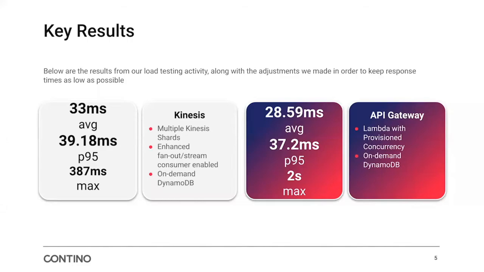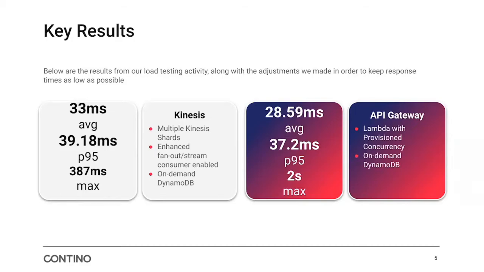Hi everyone, so I'm just going to run through the results that we got from our load testing. As Fed mentioned, we ran the load tests from on-premise so that we could get the most accurate numbers possible. We ran the load test in two stages. The first stage we load tested Kinesis, and the second stage we load tested against API Gateway. So our constraint was to be under 50 milliseconds.